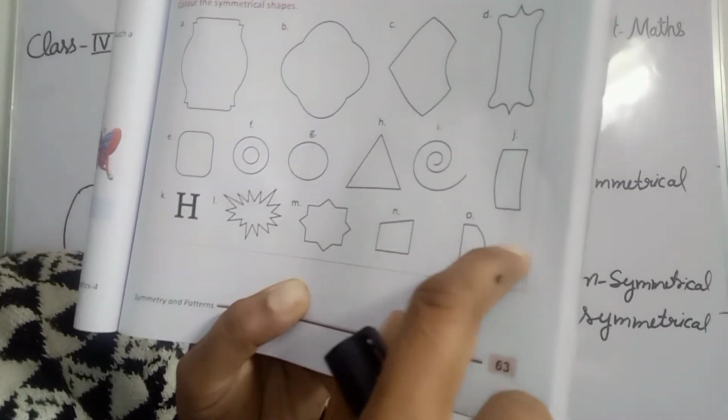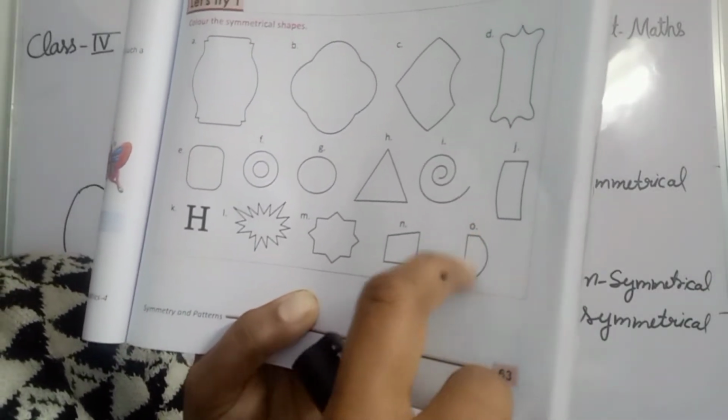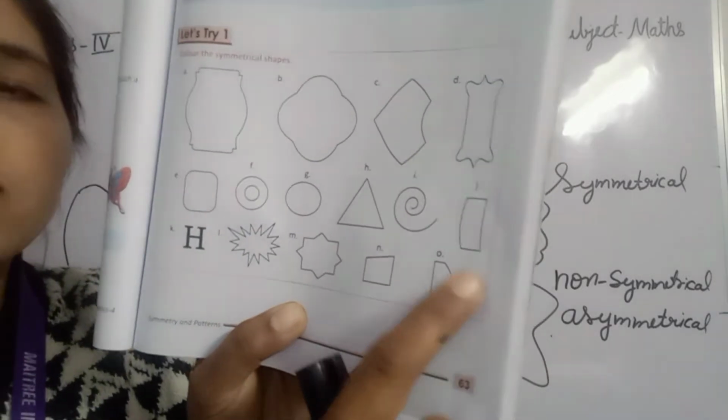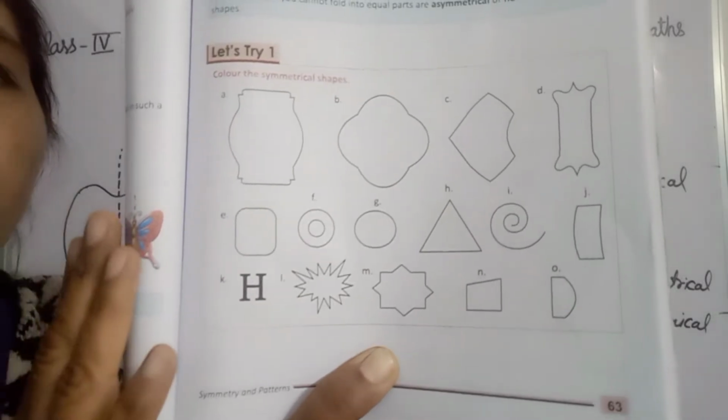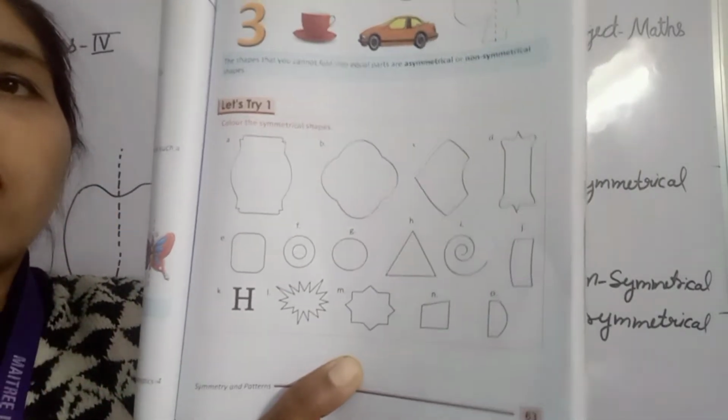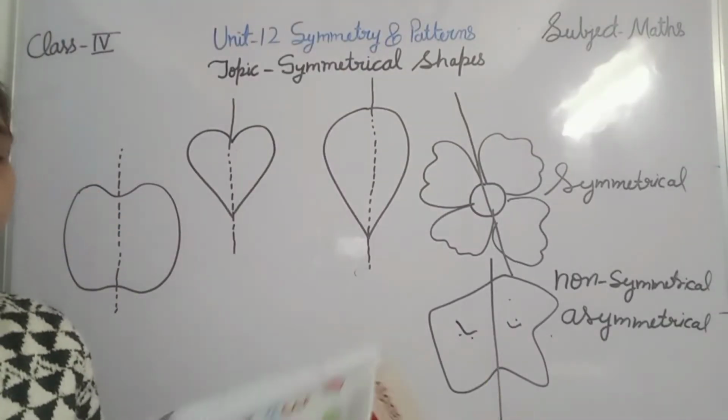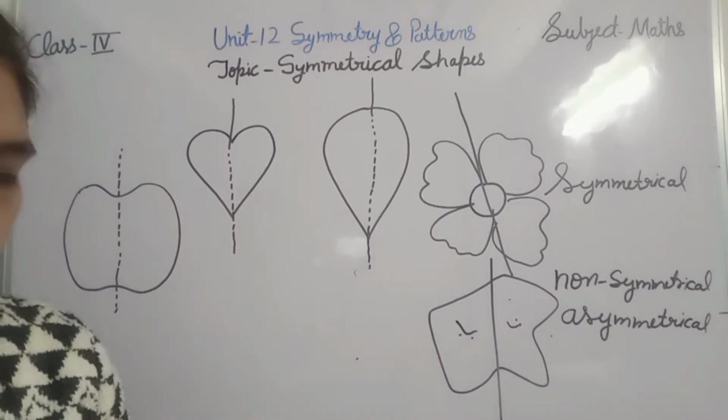If you divide it from here, you will get a similar part. So it's a symmetrical shape. Okay, so you have to finish it on your own. It's very simple. Just draw the line and see whether both parts are similar or not.